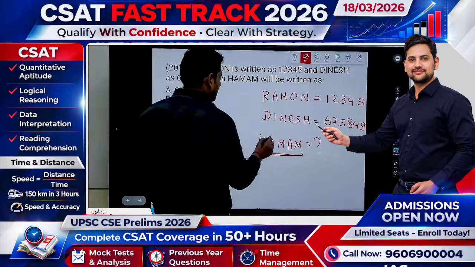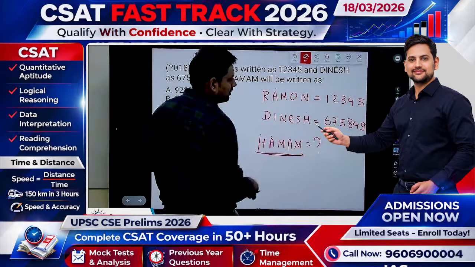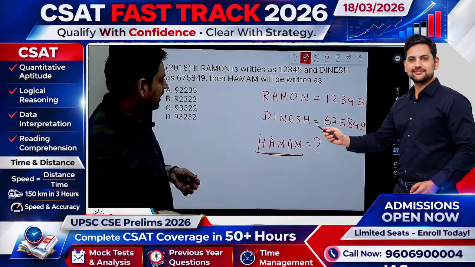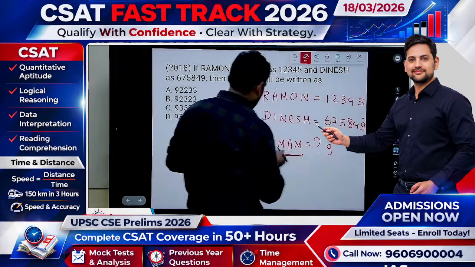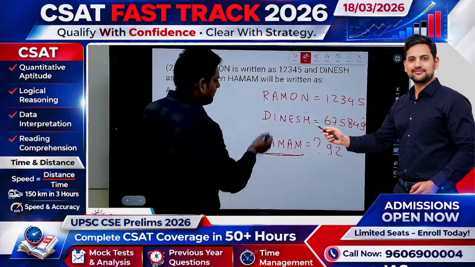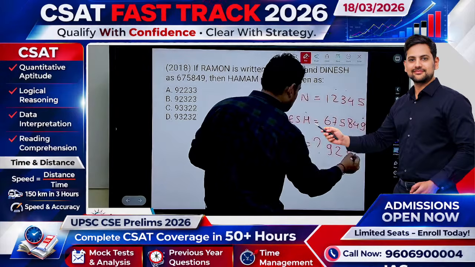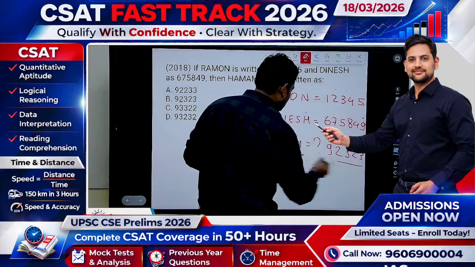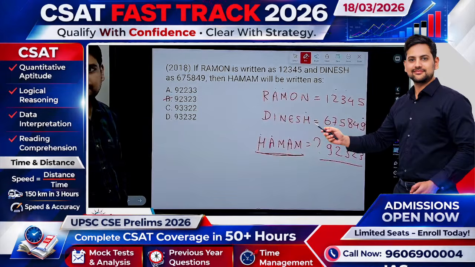So H A you need. Here you get A, here you get H. What is the value of A and what is the value of H? So H is 9 and A is what? A is 2. So 9, 2 you got. M is what? M is 3. So you write 3, then A is again 2, M is again 3. Understood?